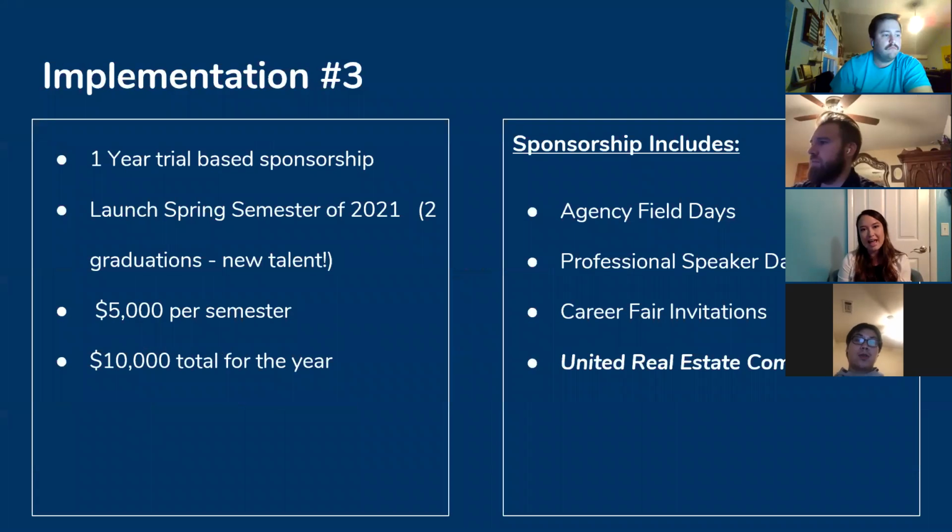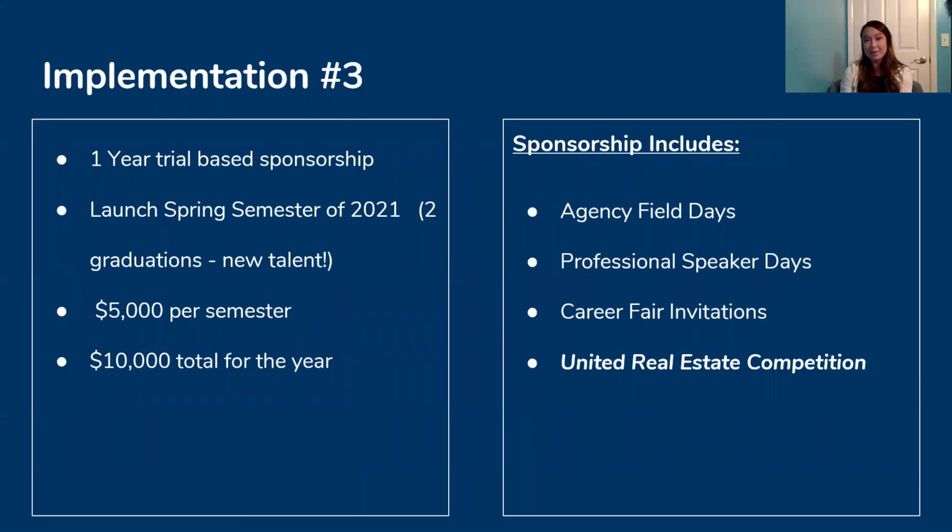Okay, so we're looking at a one-year trial-based sponsorship launching in the spring semester of 2021, which will be 2 graduations, a chance for new talent in the spring graduation, which is May, and the fall, which is December, for United to recruit new talent and possibly hire. It should be $5,000 per semester, so we're looking at $10 grand total for both semesters, the entire year. So what does this sponsorship include?